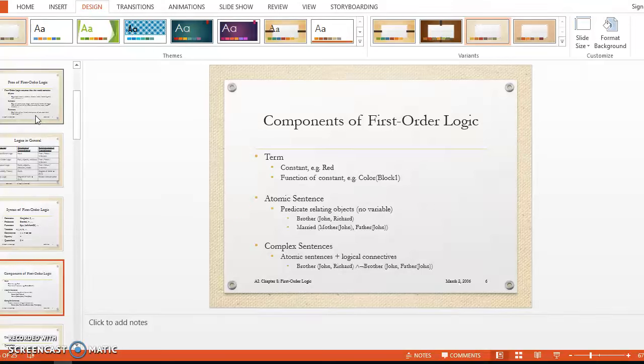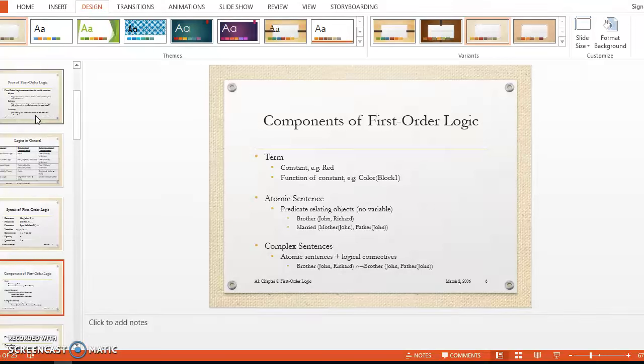The next one: what are all the components we are going to use in first order logic? The first one is terms, atomic sentences and complex sentences. The term means we are going to take the term from the object. For example, we have seen that red is the object, and a function or constant is, for example, color, block 1. Then an atomic sentence is a predicate relating to objects.